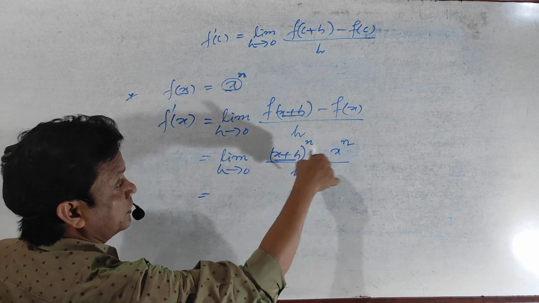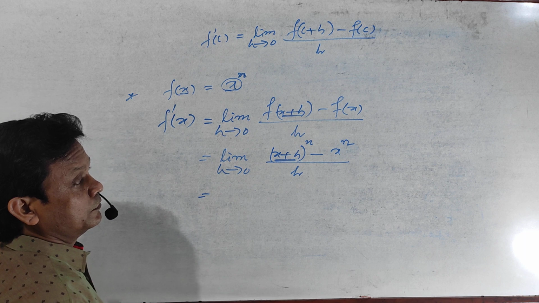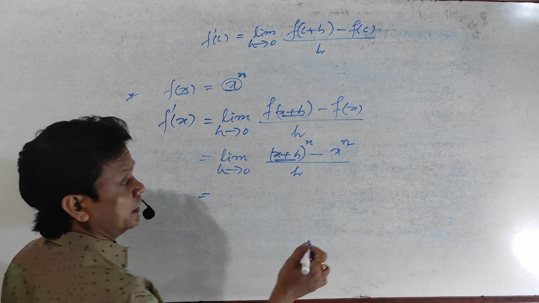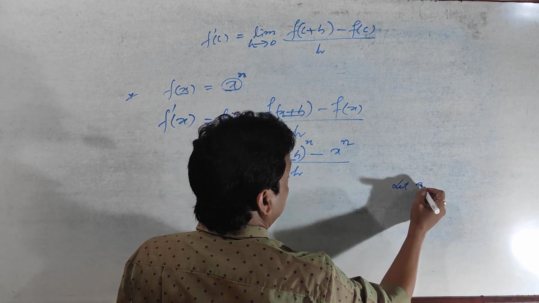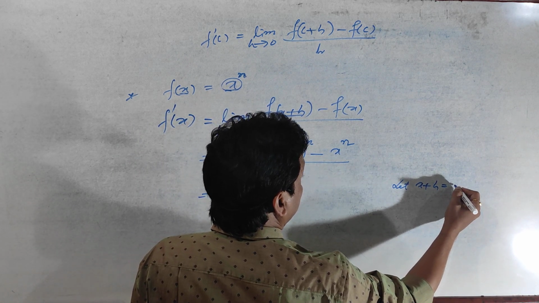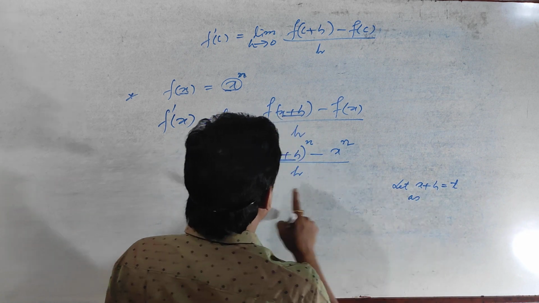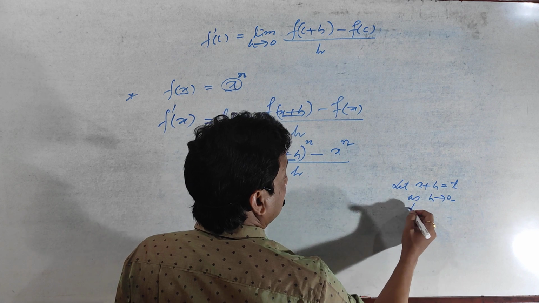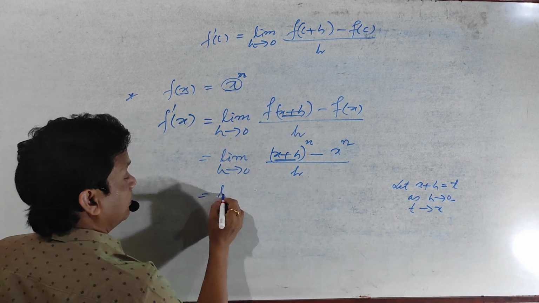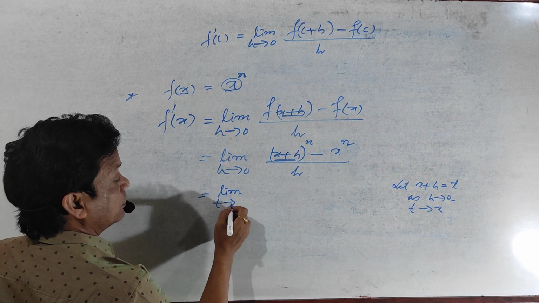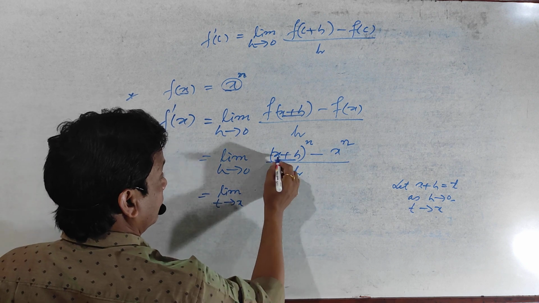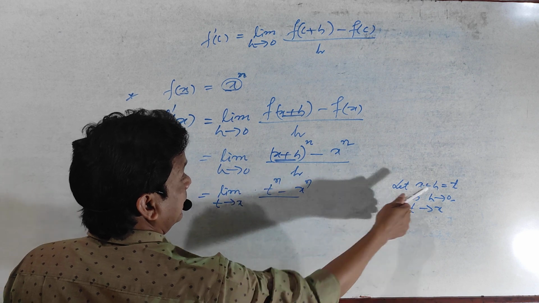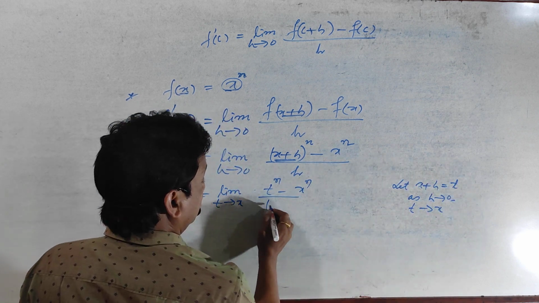So now, how to solve this one? You can write directly, or if you cannot write directly, let us take x plus h is equal to t. As h tends to 0, t tends to x. So the limit as t tends to x of t to the power n minus x to the power n divided by h. What is h? t minus x.